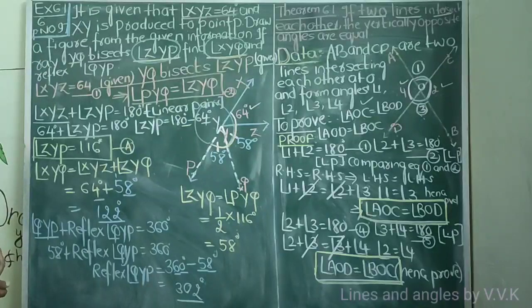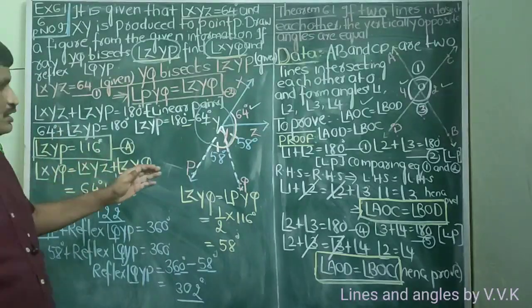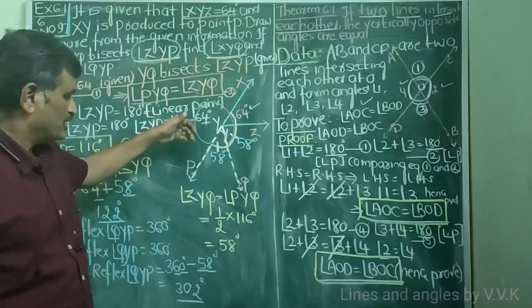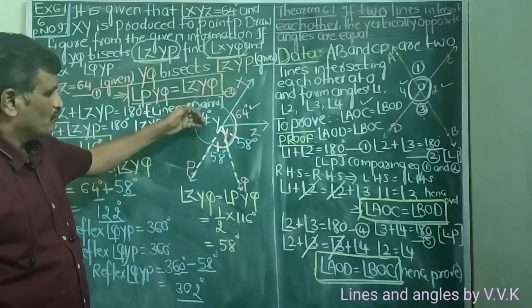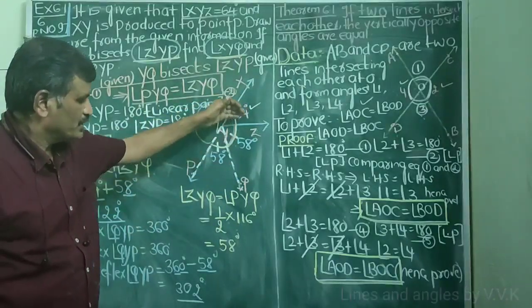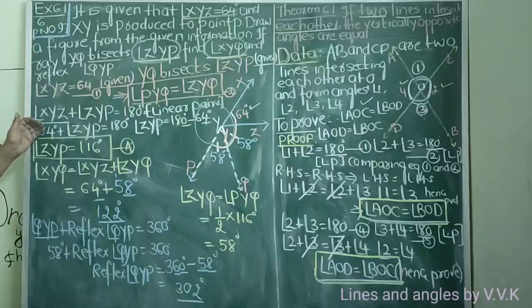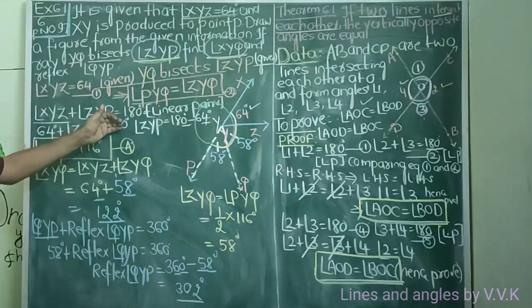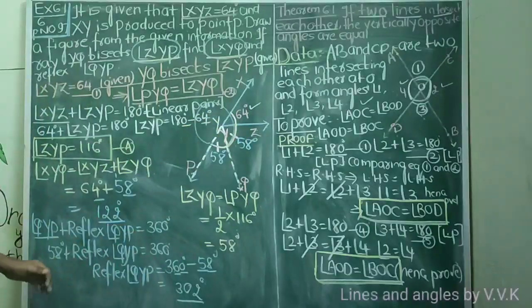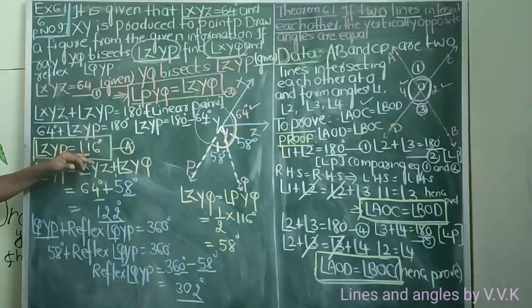I will just repeat what I have solved. XYZ is 64. XY is extended up to P and YQ is the bisector. So what I have done is, these two are linear pairs. So 64 plus ZYP is 180. So ZYP will be equal to 180 minus 64, and 180 minus 64 is 116.